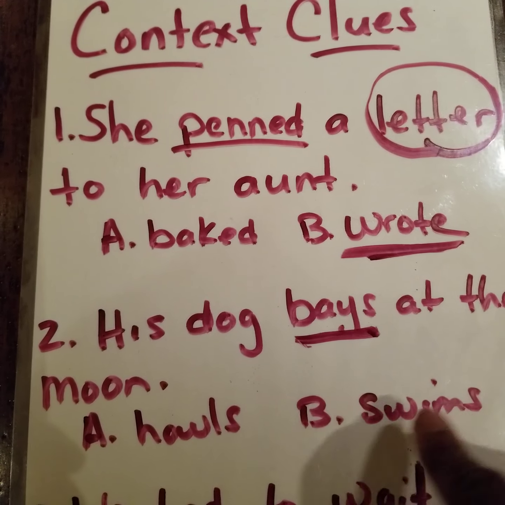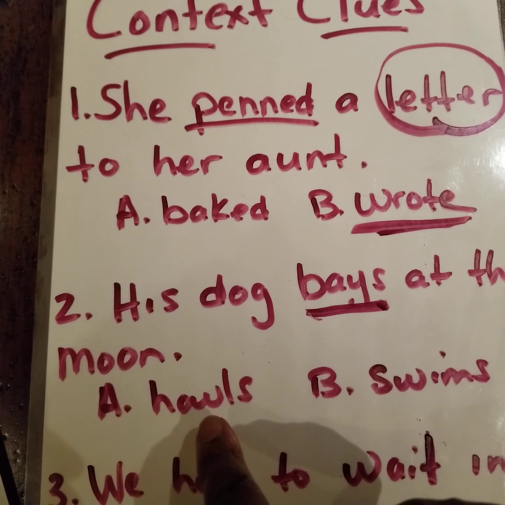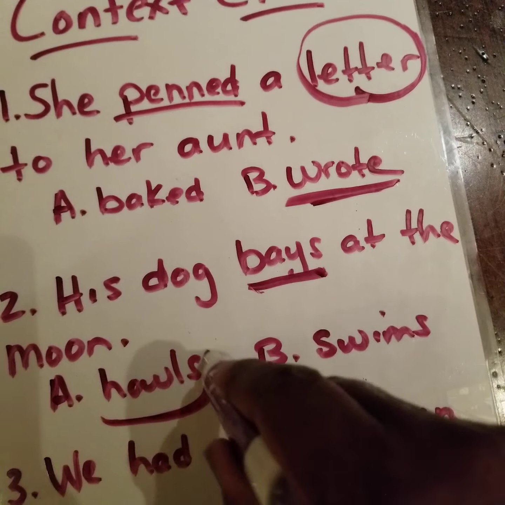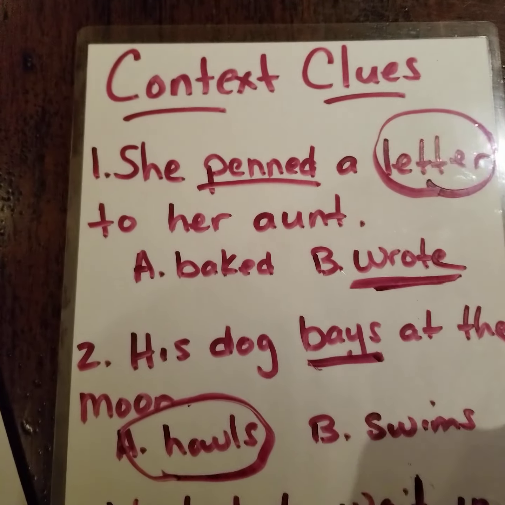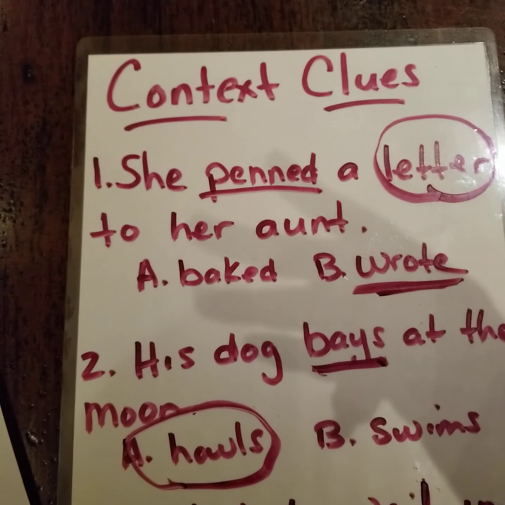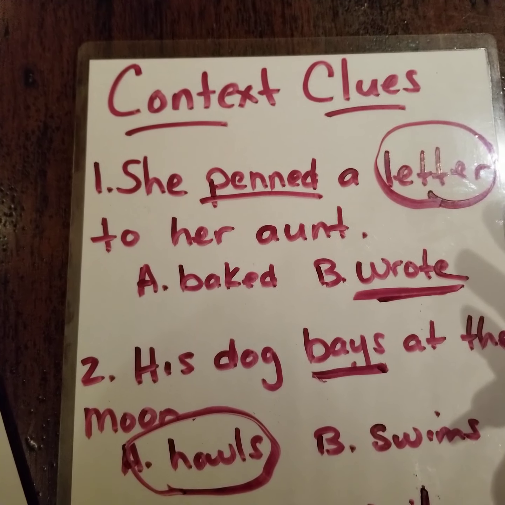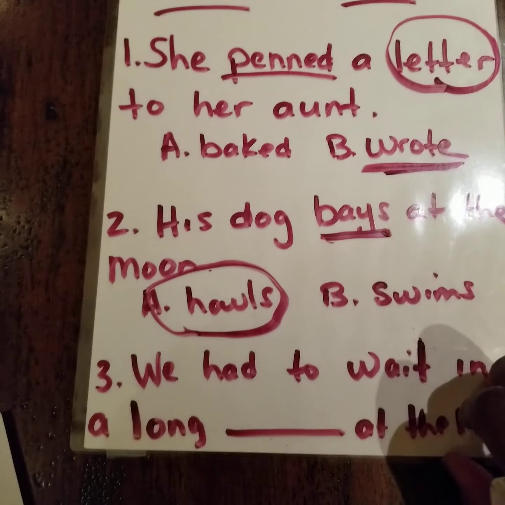Well, a dog doesn't swim to the moon, but he certainly could look at the moon and howl at it. So bays must mean howls. All right? So again, we used the context clues. We knew the dog, we saw the moon, and we said, well, dogs don't swim to the moon. So we realized that the word bays meant to howl.